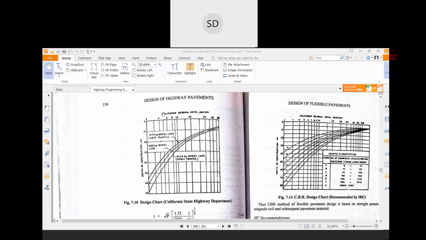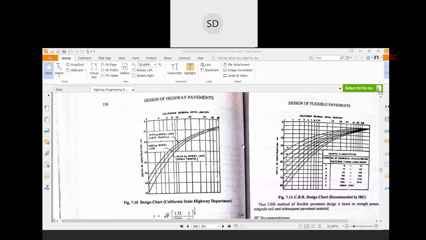On the top, the x-axis defines different CBR values, the California Bearing Ratio, in percentage. The y-axis is the depth of the pavement, which you have to find out. These three curves are assigned to the traffic conditions. The first curve is for light traffic conditions, the second one is for medium traffic conditions, and the last one is for heavy traffic conditions. For our case, as it is written medium traffic condition, we will follow the middle curve.